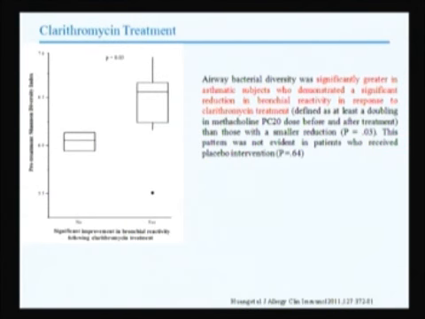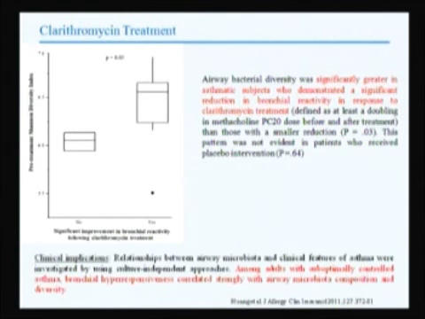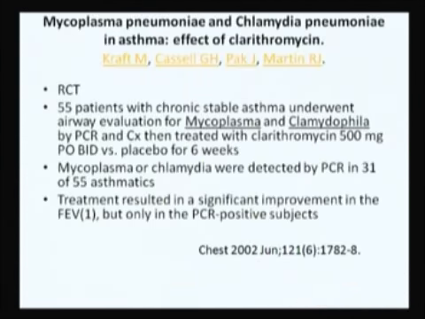So airway bacterial diversity was significantly greater in the asthmatic subjects who demonstrated a significant reduction in bronchial reactivity in response to clarithromycin treatment. So again, we gave them clarithromycin and there was a positive effect on both ends. So among adults with suboptimally controlled bronchial asthma, bronchial hyperresponsiveness correlated strongly with airway microbiota composition and diversity. And because a lot of those taxa included atypical bacteria, it would be wise to use something that would have a spectrum that would cover for those as well.